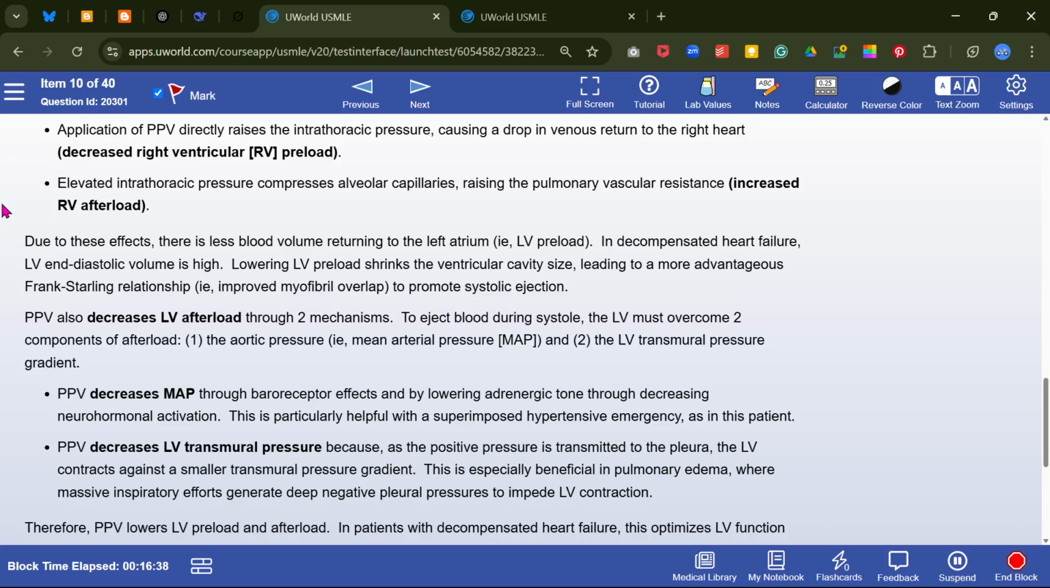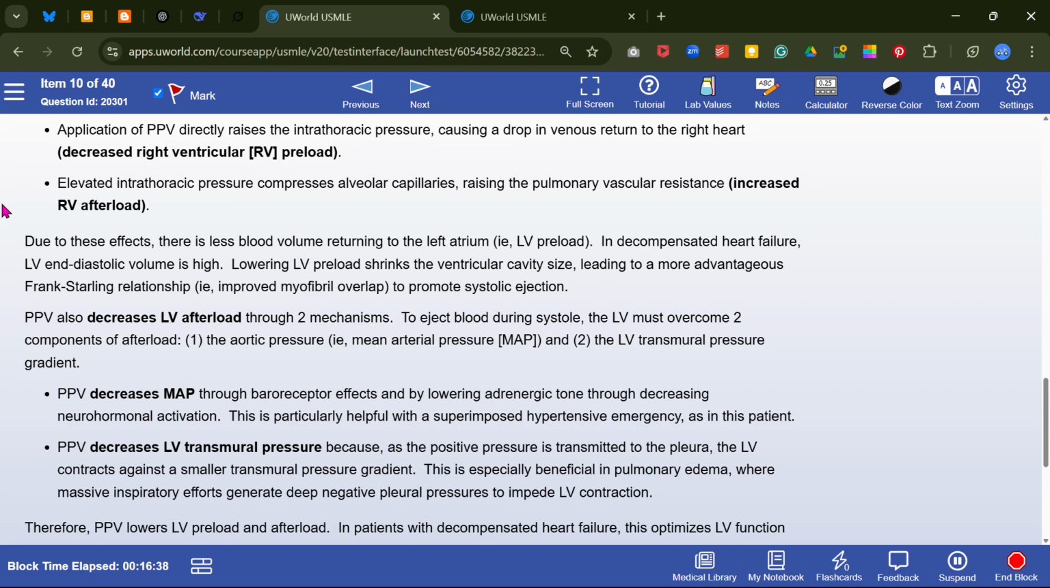Positive pressure ventilation also decreases left ventricular afterload through two mechanisms. To eject blood during systole, the left ventricle must overcome two components of afterload: the aortic pressure, the mean arterial pressure, and the left ventricular transmural pressure gradient. Positive pressure ventilation decreases mean arterial pressure through baroreceptor effects by lowering adrenergic tone through decreasing neurohumoral activation. This is particularly helpful with superimposed hypertensive emergency, as in this patient.